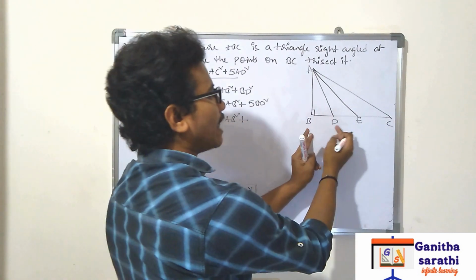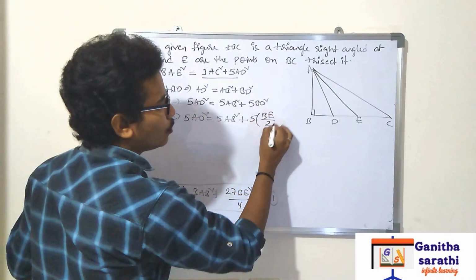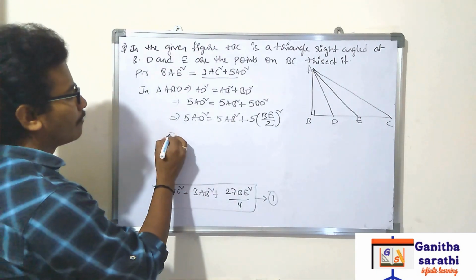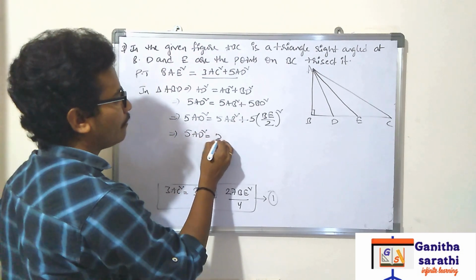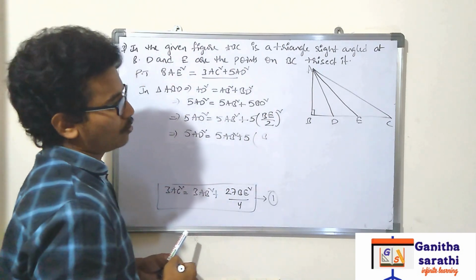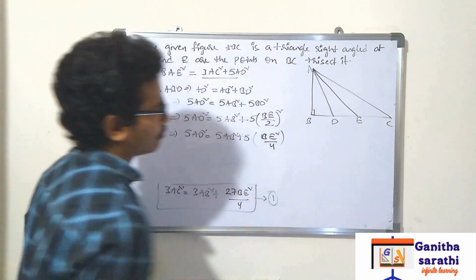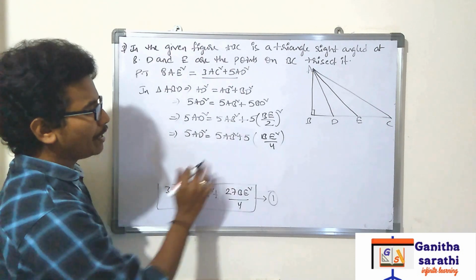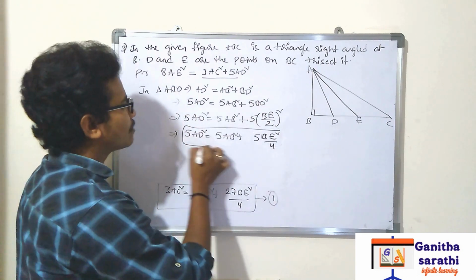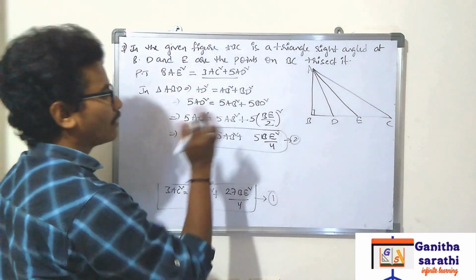In BE, exactly BD is half. So we can write 5 into (BE by 2) whole square. If you make BE half, you get BD. Now 5 AD square is equal to 5 AB square plus 5 BE square by 4. 2 square means 4, so BE square by 4. Now take this one as equation number 2. This is equation 1 and this is equation 2.